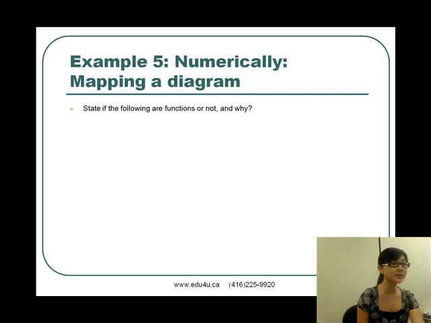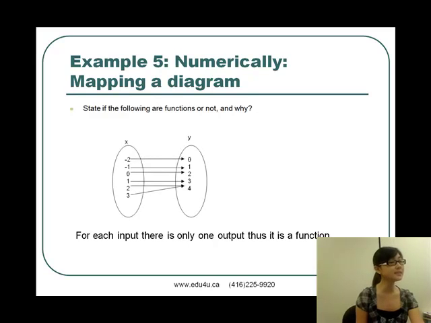Example 5, numerically, mapping a diagram. State if the following are functions or not, and why. This is perhaps the easiest method, in which all you need are two large ovals, one being x, the other being y. Then I fill in the numbers that I want as my x, and in this case, I chose -2, -1, 0, 1, 2, and 3. I will try to find the corresponding y, then map it out and connect each x to the y I get. So with -2 being the x, I got 0. With -1 for x, I got 1 for y.